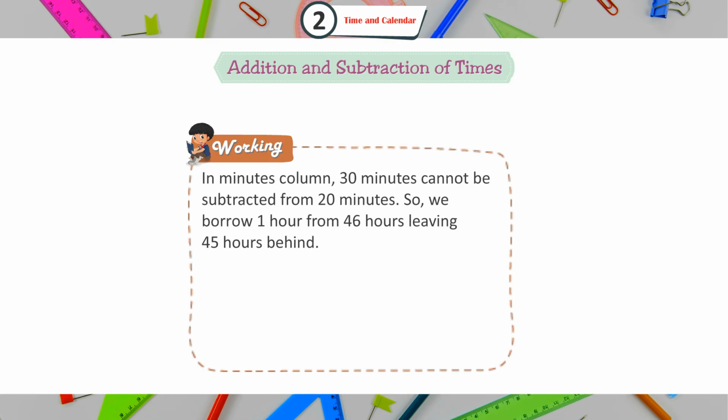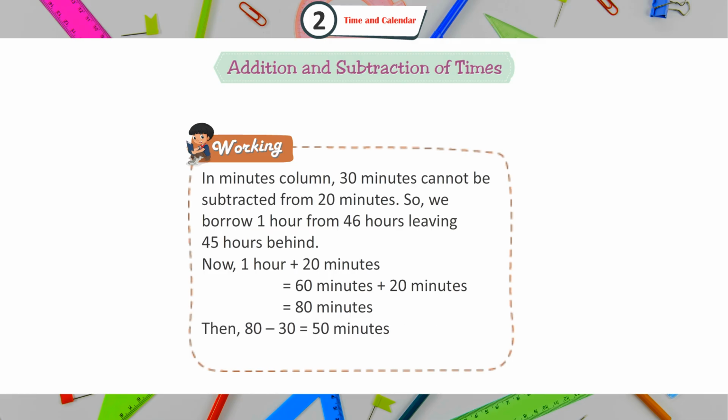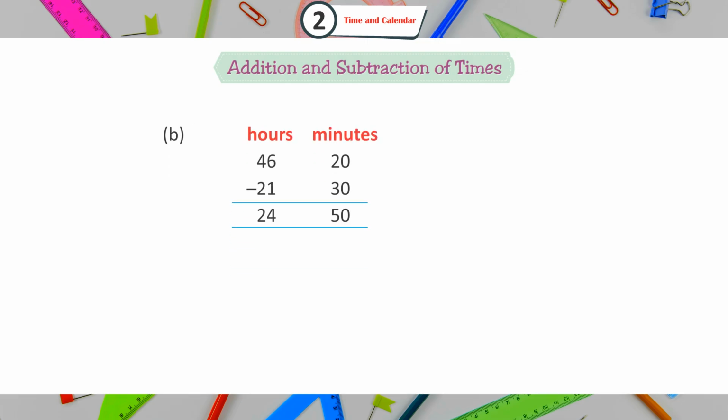Working. In the minutes column, 30 minutes cannot be subtracted from 20 minutes, so we borrow 1 hour from 46 hours, leaving 45 hours behind. Now 1 hour plus 20 minutes is equal to 60 minutes plus 20 minutes, which is 80 minutes. Then 80 minus 30 is equal to 50 minutes. Also 45 minus 21 is equal to 24 hours. B. 46 hours 20 minutes minus 21 hours 30 minutes is equal to 24 hours 50 minutes.